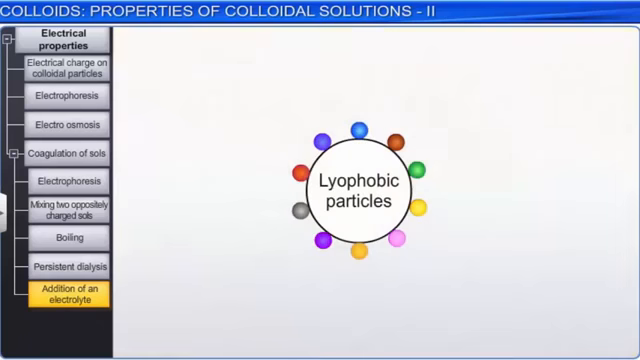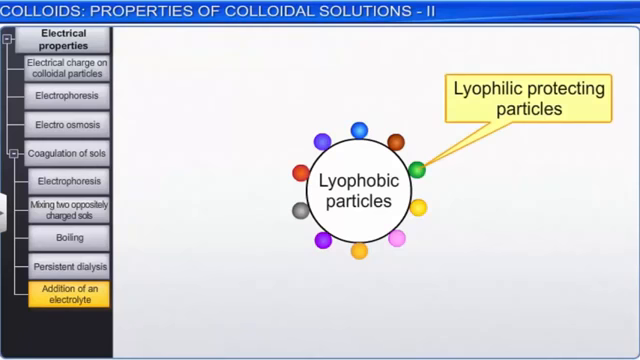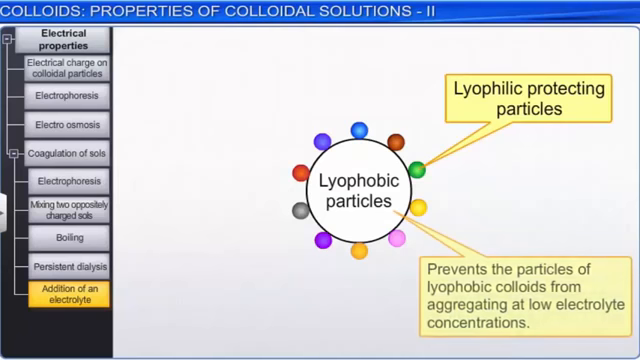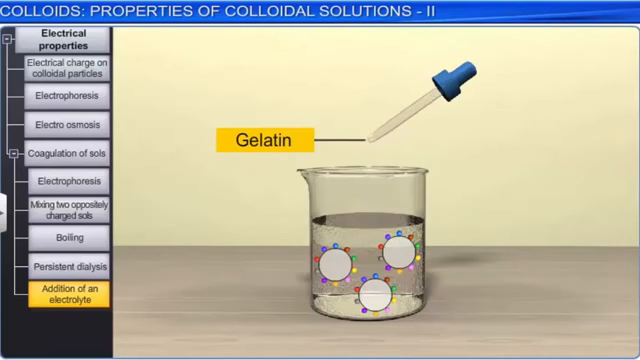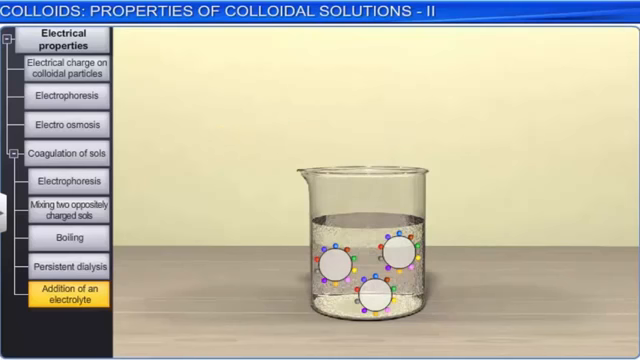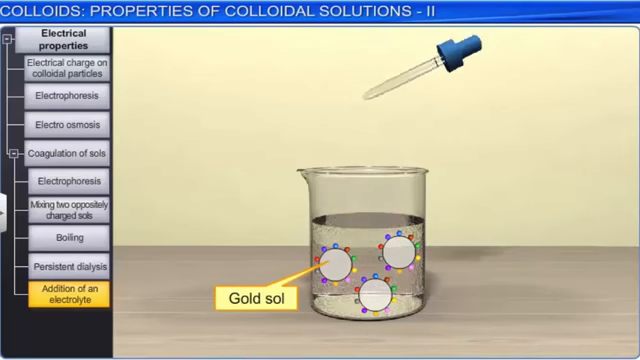A layer of lyophilic sol particles around the lyophobic sol particles prevents them from coagulating. The sheath of solvent molecules of the lyophilic colloid prevents the particles of lyophobic colloids from aggregating at low electrolyte concentrations. For example, adding gelatin, a lyophilic colloid, to gold sol, a lyophobic sol, protects the gold sol from getting coagulated if a small amount of sodium chloride solution is added.